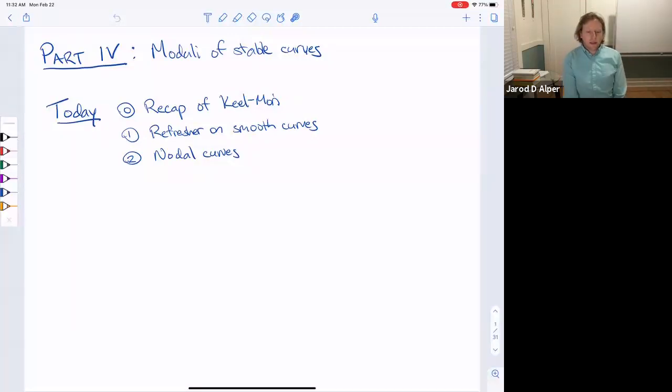And today's focus is mainly on nodal curves. But before that, I would like to give a lengthy recap of the Keel-Mori theorem. And then we'll move on. We'll give a refresher on smooth curves and then talk about nodes and nodal curves.